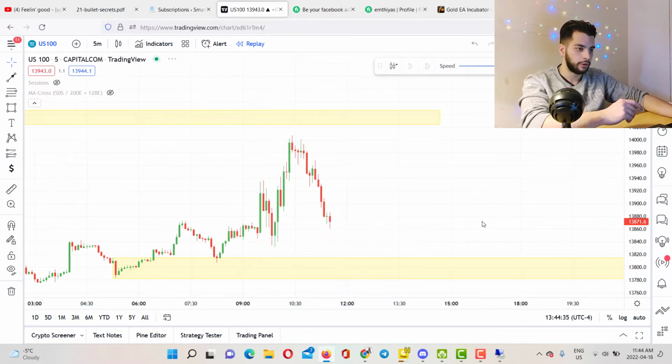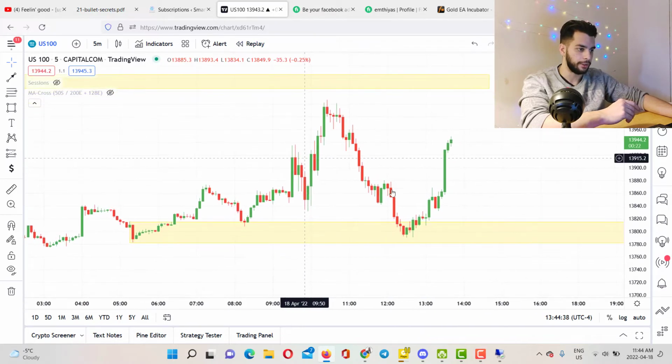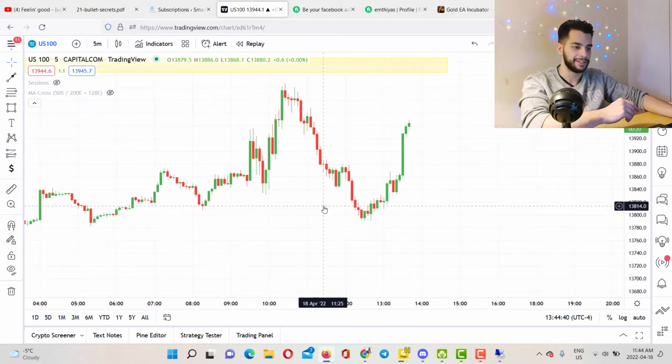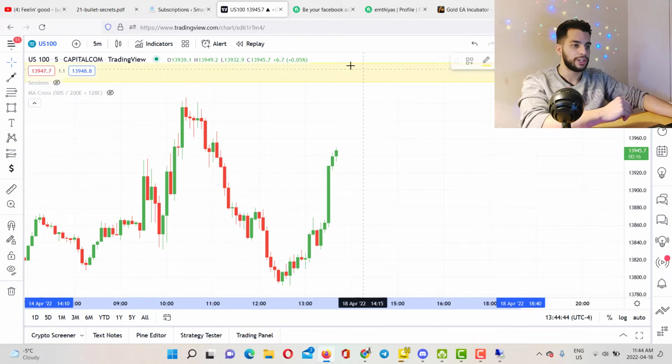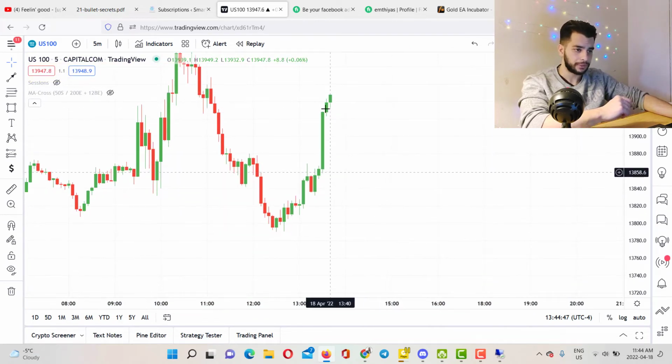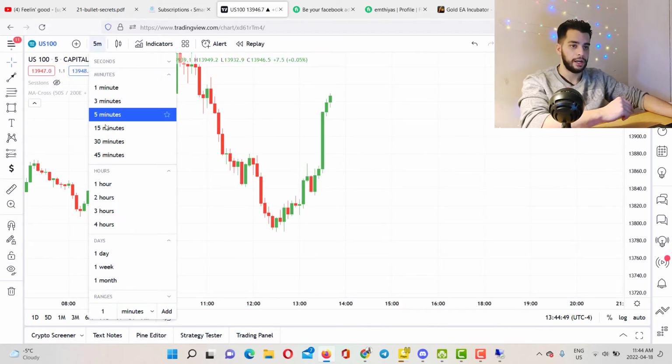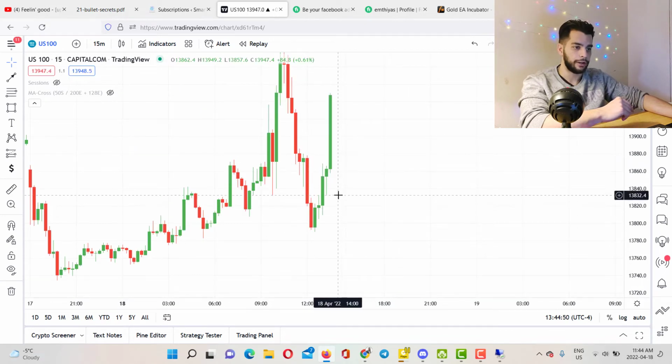Let me just get out of this. Okay, so as you can see, it came down here again, but this one is invalid. So now, in my opinion, it's trying to reach this level right here. That's why it's leaving a lot of gaps. And in the 15-minute time frame, we don't have any high probability order blocks.